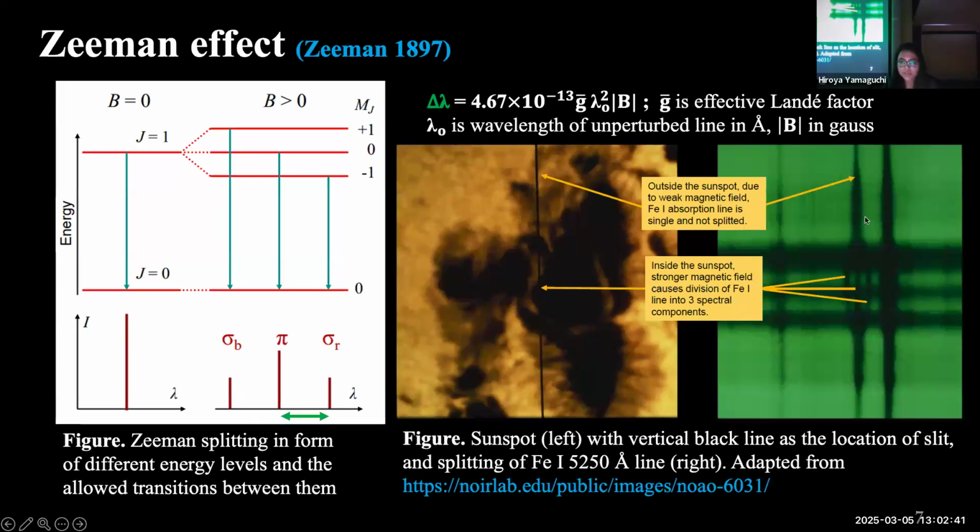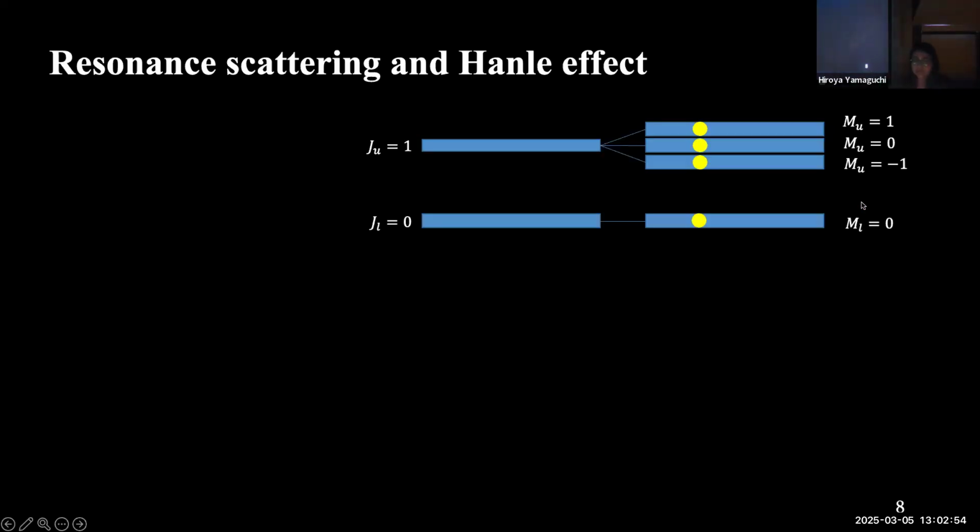Rather, we see that the spectral line is slightly broadened. So in such weak field regions where the Zeeman splitting is very weak, resonance scattering due to the incoming anisotropic radiation comes into the picture, and it can play a role and help us in understanding the weak field regions. So to explain what resonance scattering is and how the Hanle effect comes into the picture here.